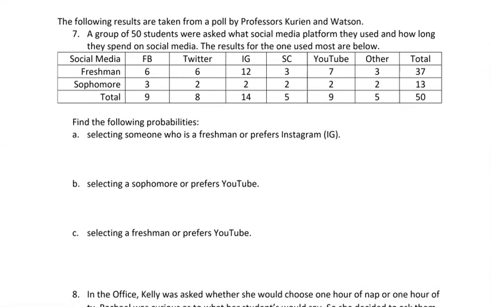All right, back to the survey for a couple questions. So a group of 50 students were asked what social media platform they used and how long they spend on social media. The results for the one used most are below. So we're going to find the following probabilities. For part A, someone who is a freshman or prefers Instagram. So we're going to do probability that they're a freshman or Instagram.